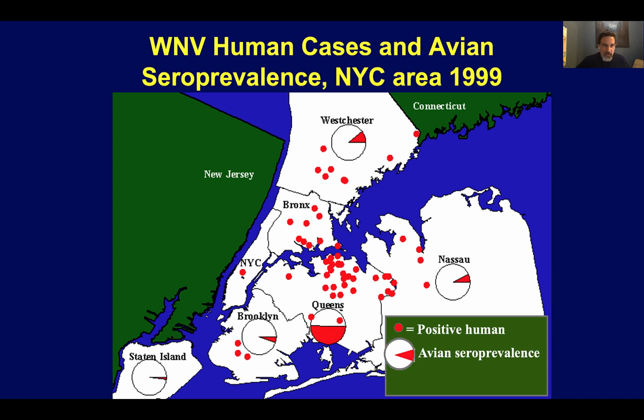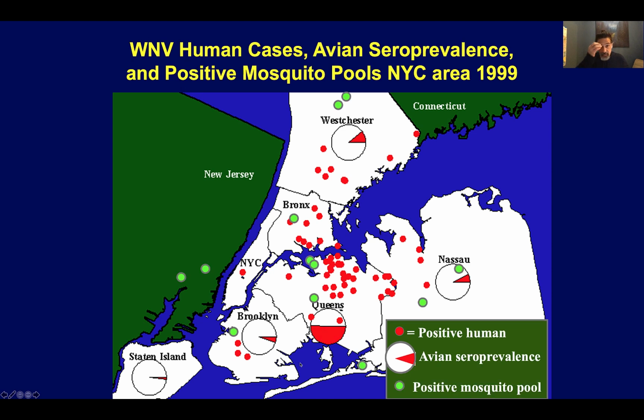I mentioned there was also surveillance going on in birds, and they were doing seroprevalence surveys in bird populations around the city, and these circles represent the proportion of birds that had a specimen that were positive for West Nile virus. So you can see that the positivity rate, for the most part, correlates with the number of human cases that were seen. And I also mentioned that there was surveillance in mosquitoes.